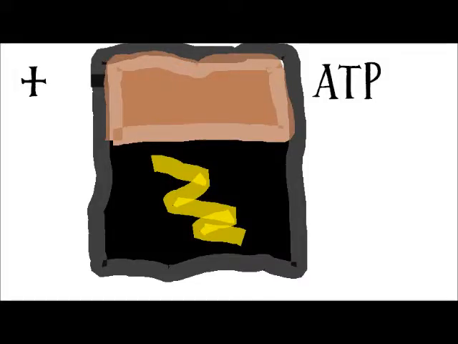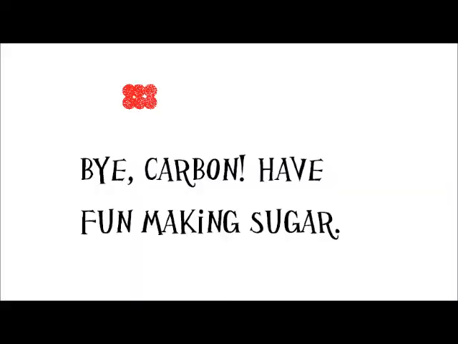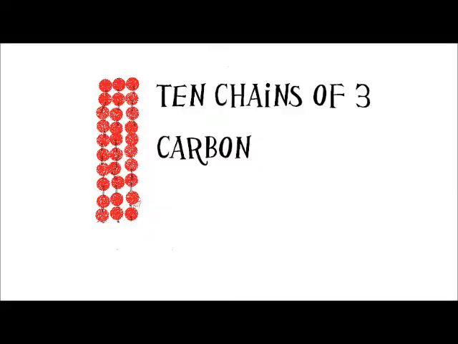Then we give her a little more ATP. Some carbon separates. 2 chains of 3 carbon leave the process to make glucose, otherwise known as sugar. Now, all that's remaining is 10 chains of 3 carbon.